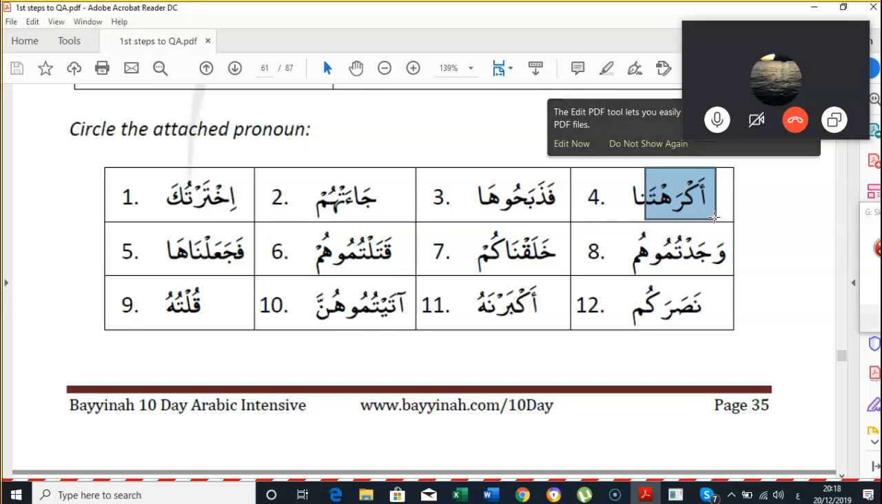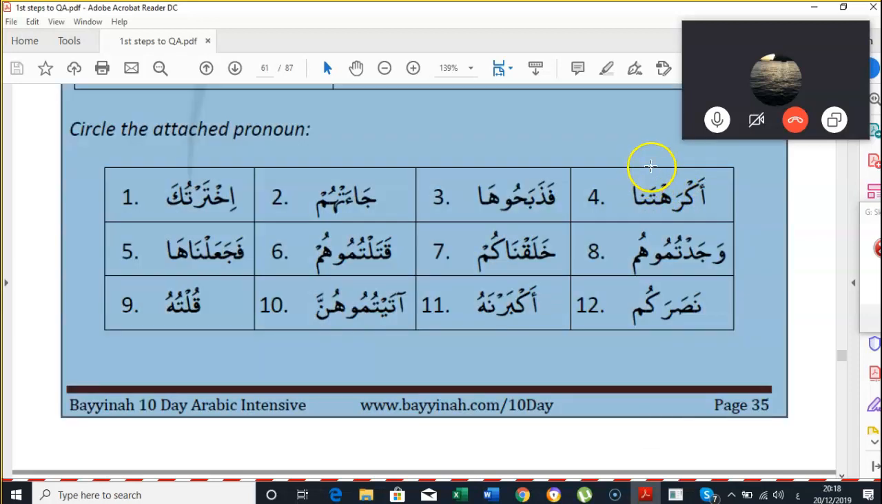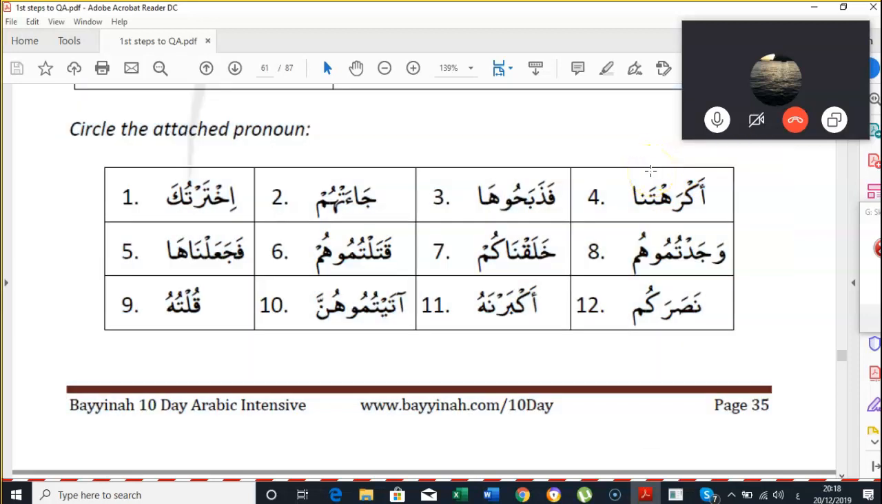Now, from the Nasara chart, is there any word that ends with a ta sound? We go through the chart: هو نصر، هما نصرا، هم نصروا، هي نصرت، هما نصرتا، هن نصرن، أنت نصرت. Yeah, نصرت، أكرهت. So أنت نصرت. What's the pronoun inside of it? You. So you hated us. Us. Yeah, there you go.